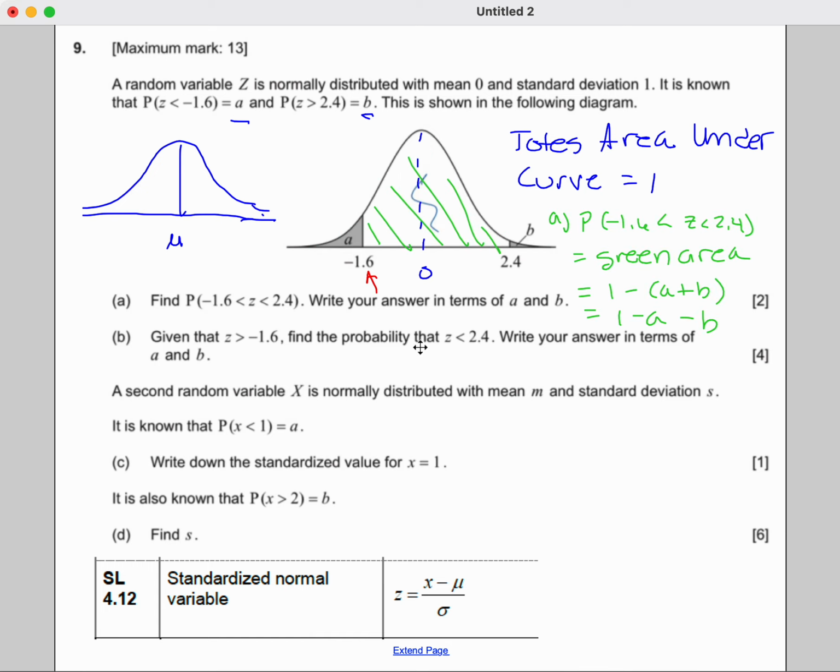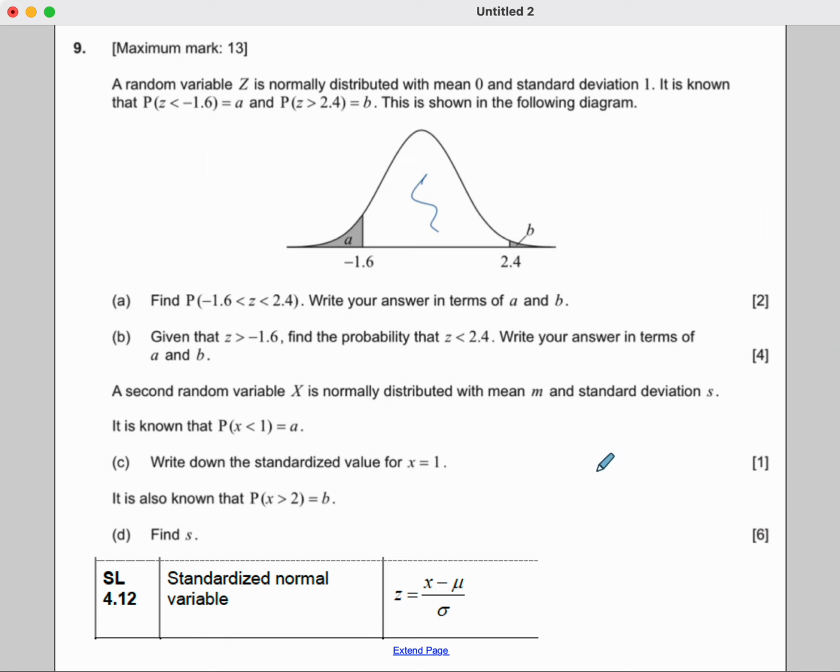Okay? All right, so I'm going to clean this off. We need a little bit of a clean slate here to do this one. Okay? So given that the random variable z is greater than negative 1.6, now let's just hold it right there. This is conditional probability, okay, and if we know that the variable is greater than negative 1.6, then this is no longer part of the question, because we know that the answer is somewhere here.